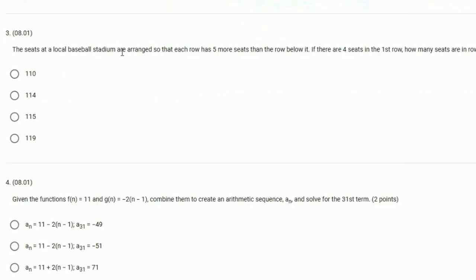The seats at a baseball stadium are arranged so each row has 5 more than the row below. 5 more. There's your common difference. Every row is plus 5. The front row has 4 seats, which means the second row has 9 seats, which means the next row has 14 seats. How many seats are in row 23? Just because it's the word problem, don't get that confused. You know the first a sub 1, you know the common difference, and you know which number they want. They want the 23rd number in that sequence.